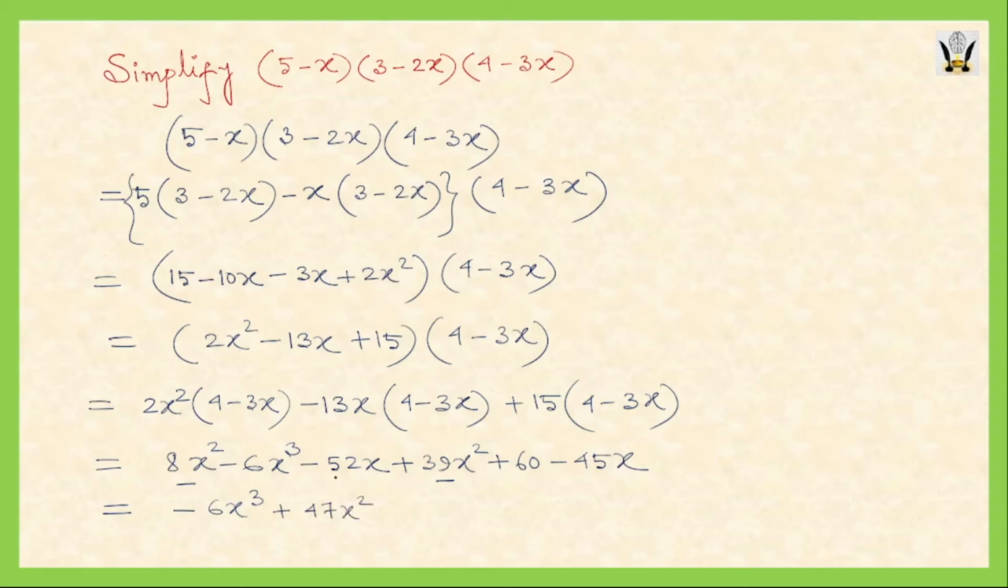Now we have minus 52x and here minus 45x, and both are minus, so they will be algebraically added along with their negative sign. So 5 and 2, it will be 7, 4 and 5, it is 9, so it will be 97, and along with their negative sign, so minus 97x. So we have considered this term and this term, then one term is left, and that is plus 60. So this is the final answer of this algebraic expression.